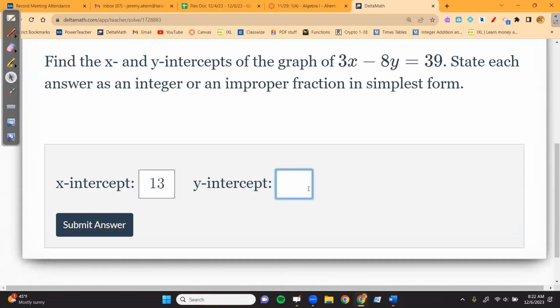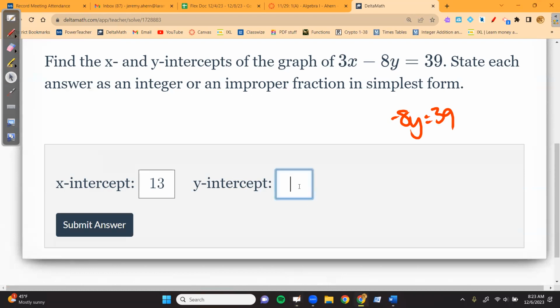Now I reset my brain. If I want to find the y, who dies? X does. What would the equation say? Negative 8y equals 39. Divide by negative 8. What does y come out to be?